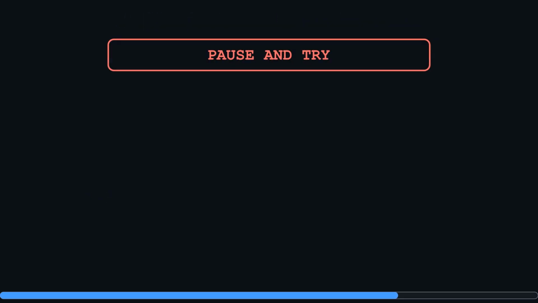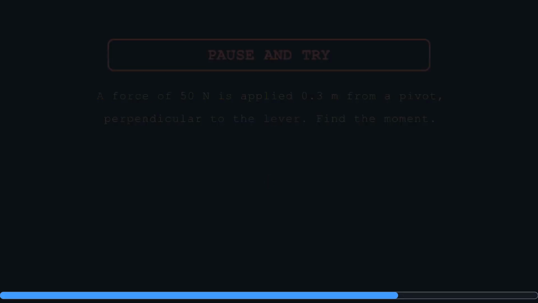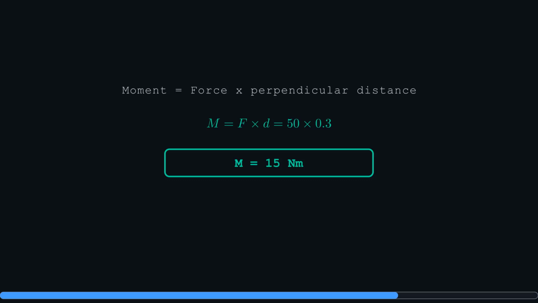Pause the video and try this problem yourself. The moment equals force times perpendicular distance. 50 newtons times 0.3 meters gives a moment of 15 Newton meters.